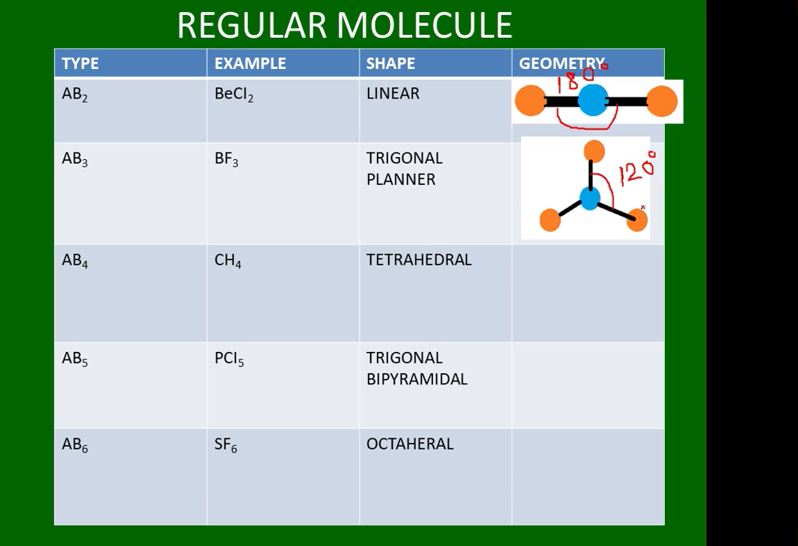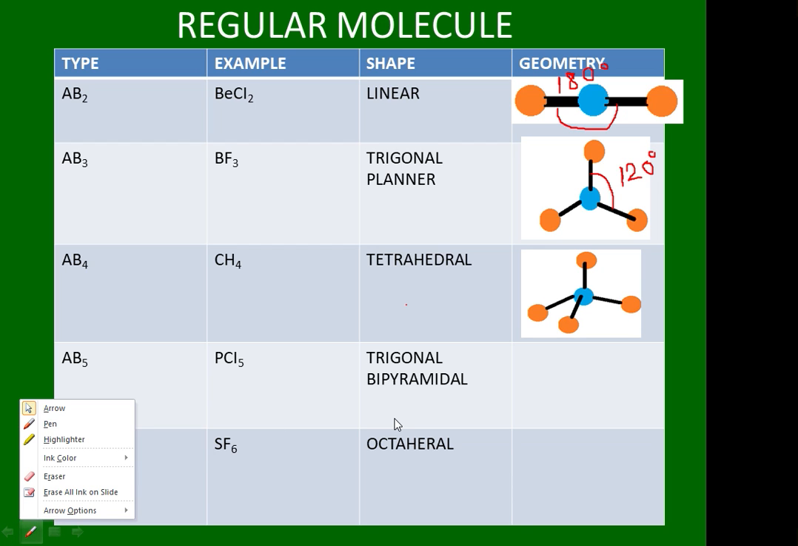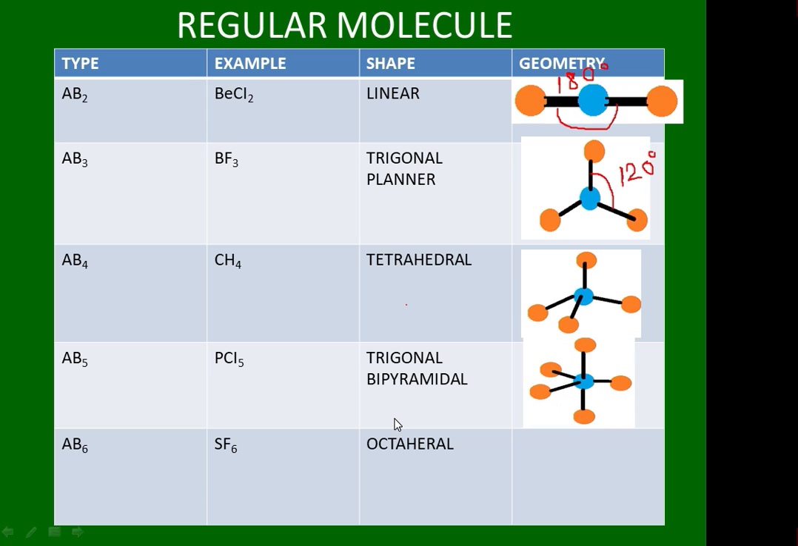So its geometry becomes triangular planar because all these three atoms are lying on the same plane. Similarly, if you have four bond pairs, then their geometry must be tetrahedral, and for the AB5 molecule, the geometry becomes trigonal bipyramidal, and for an SF6-like molecule, it becomes octahedral. So what you see is that all the molecules we use here as examples do not have any lone pair on their center atom.